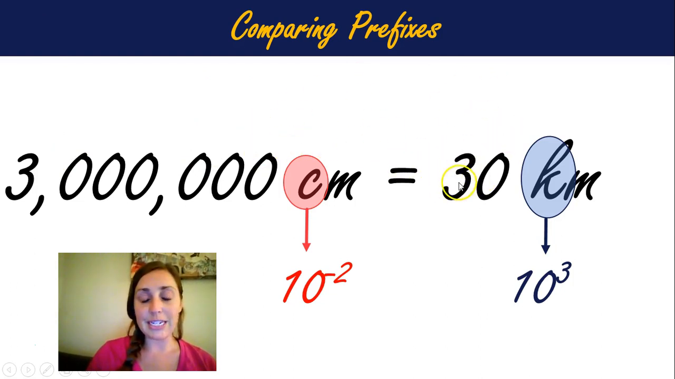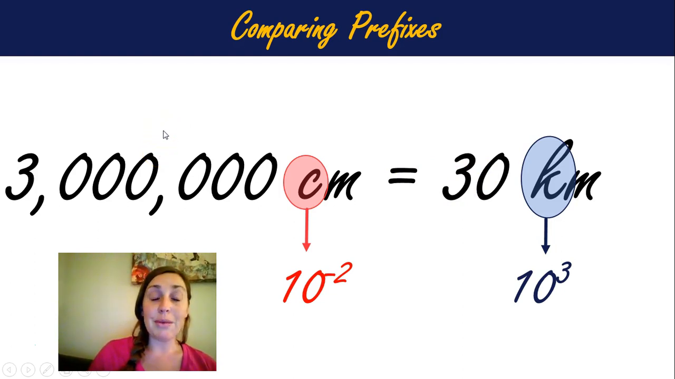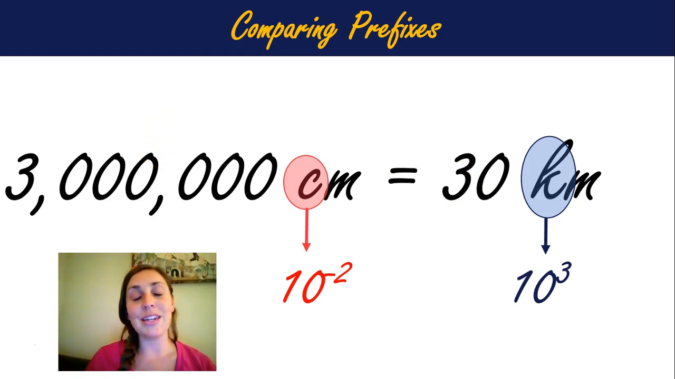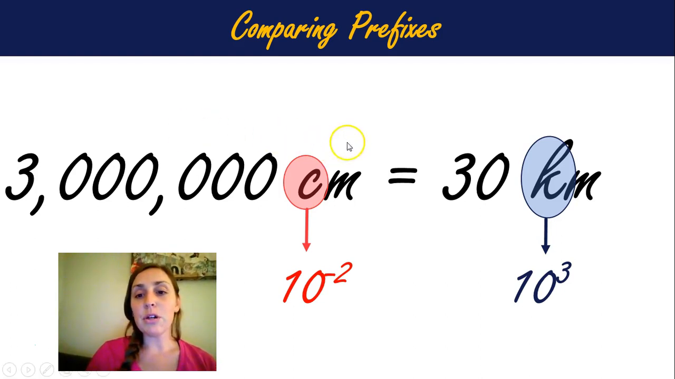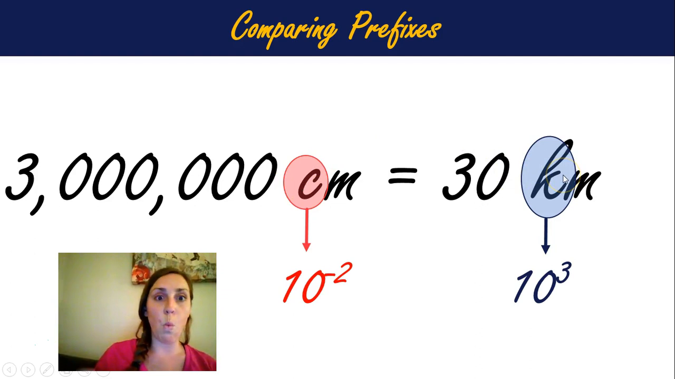So 30 times 100,000 is 3 million, or 3 million divided by 100,000 is 30. Remember, the kilometer breaks into lots of smaller pieces, which might be centimeters, or centimeters can build up to be one thing of a larger unit.